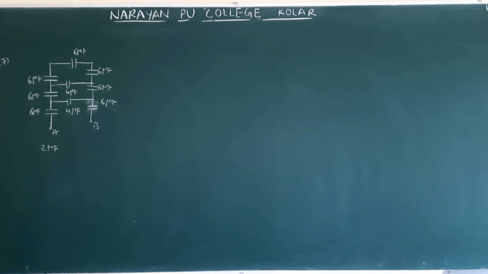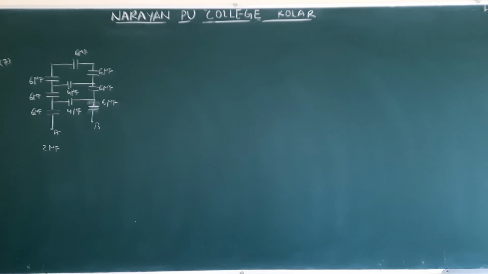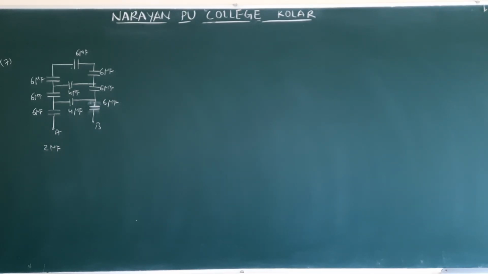Next question number 8. The two plates of a parallel plate capacitor have charges Q and minus Q. Between the plates of the parallel plate capacitor, a plate of thickness T1 of dielectric constant K1 is placed. In the rest of the space, there is another of thickness T2 of dielectric constant K2. So the potential difference across the capacitor will be.